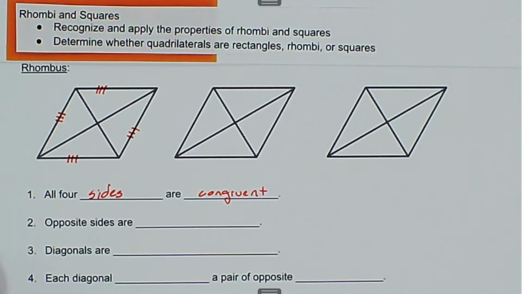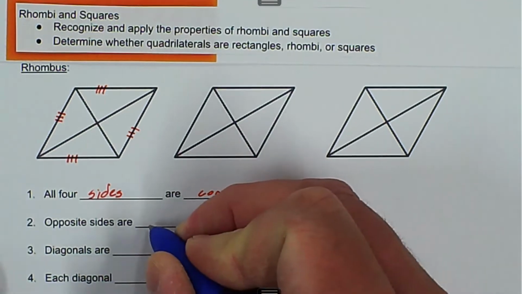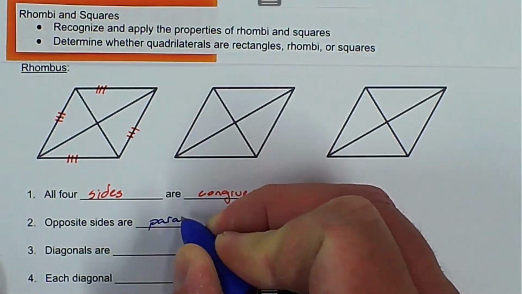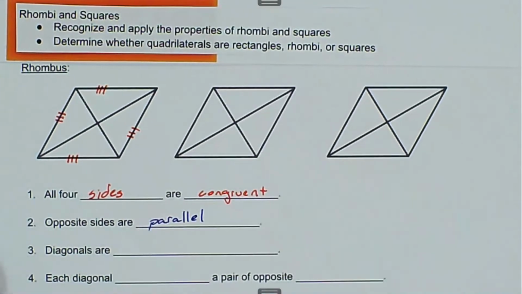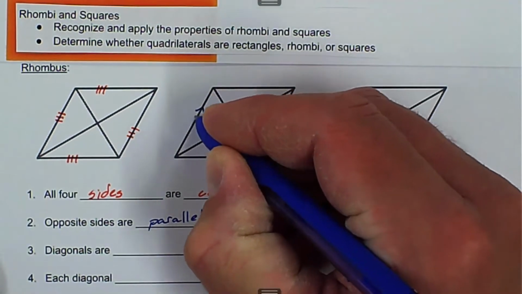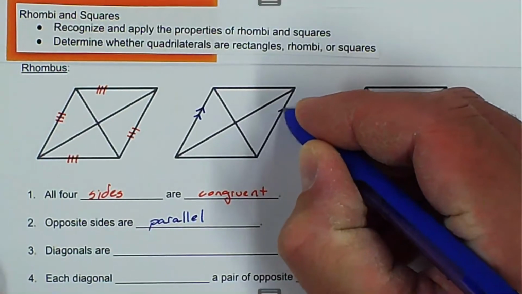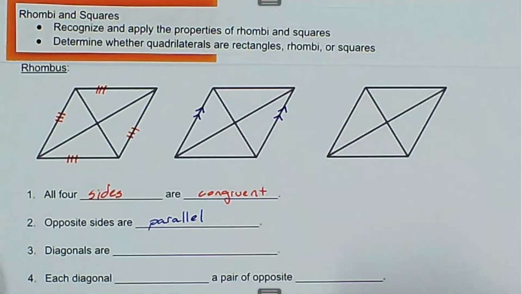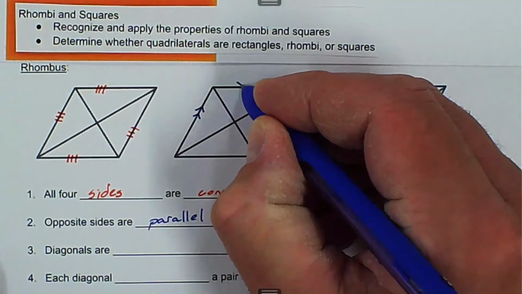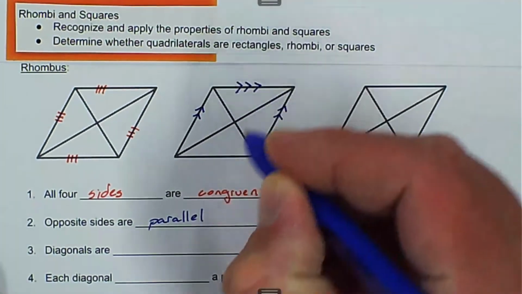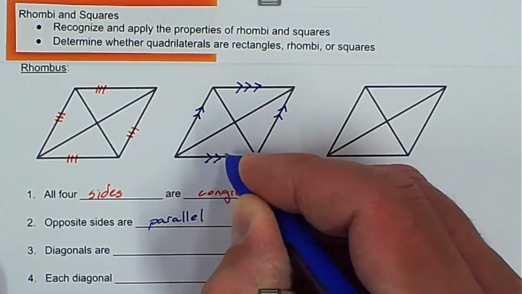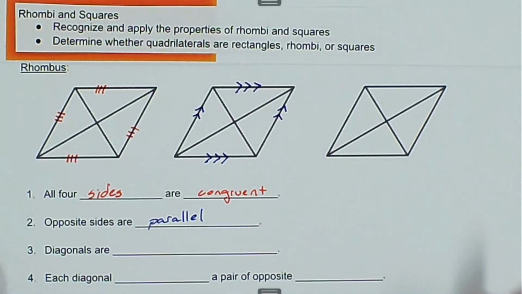The next one we're going to say is opposite sides are parallel. So next we can mark that opposite sides are parallel. If we put 2 parallel marks on those 2 sides, then we can put 3 over there, and that shows that those lines are parallel.